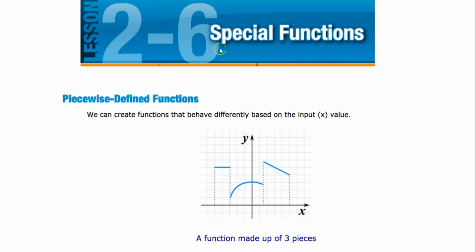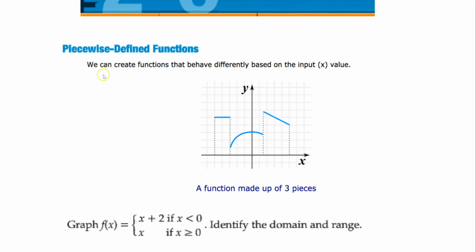2.6 Special Functions. In this lesson, we're going to focus on two types of functions: piecewise defined functions and absolute value. So first, let's talk about piecewise functions. A piecewise function is exactly what it sounds like. It's a function broken into pieces. So right here, you have one part of a function, you have another part, and another part.